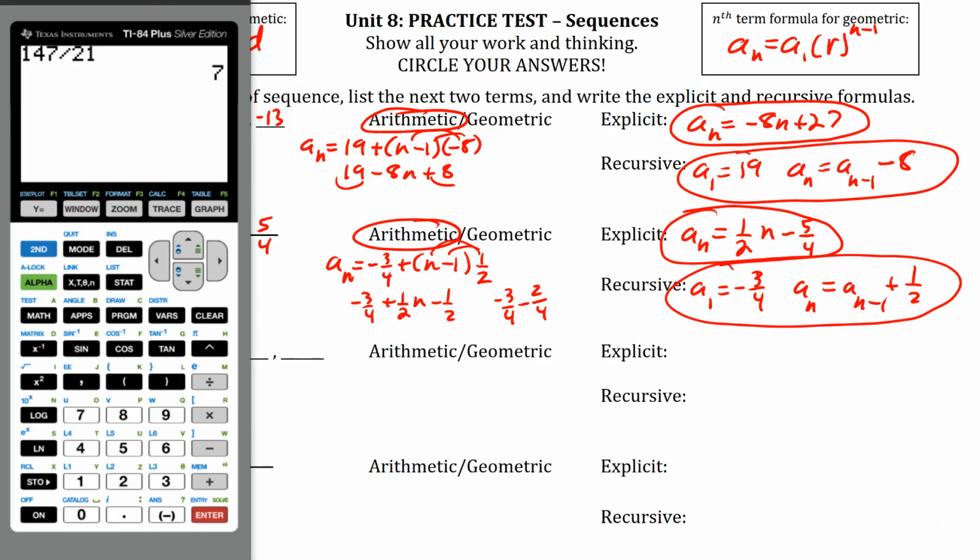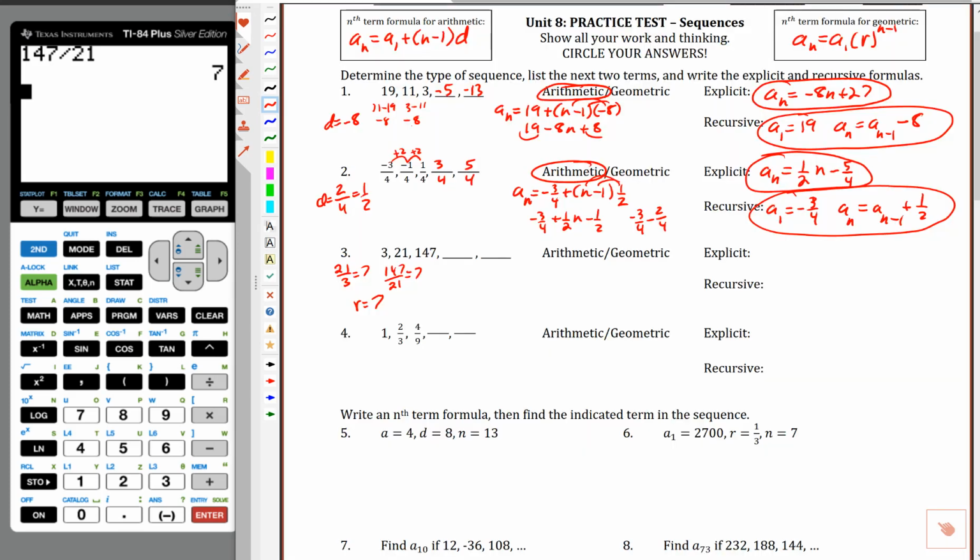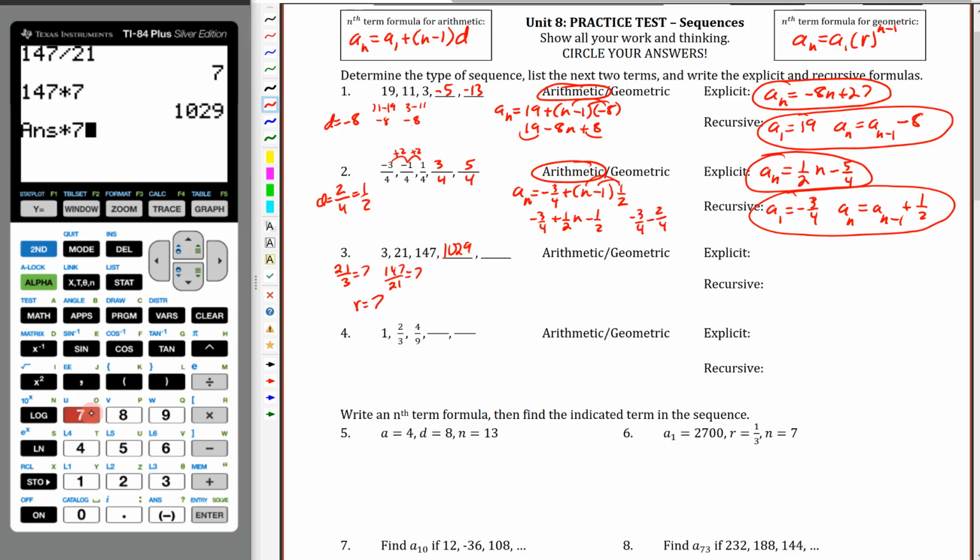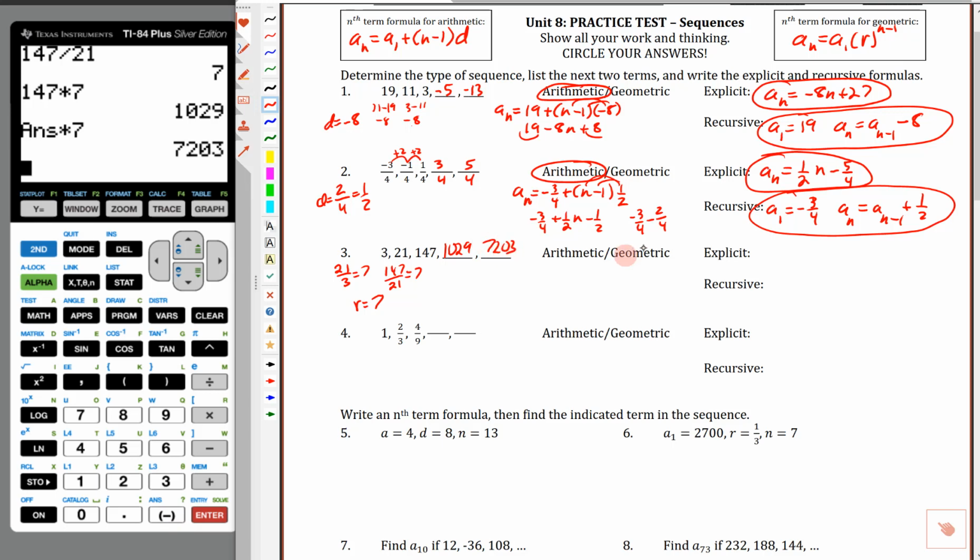So let's see what we get if we were to continue multiplying by 7. I'm going to shrink this down just a tad here. So we're going to take that last term of 147, and we're going to times by 7. So we get 1029. And then I need to multiply that one by 7 to get the next one in line. So 7203. Again, this is geometric because of that common ratio.